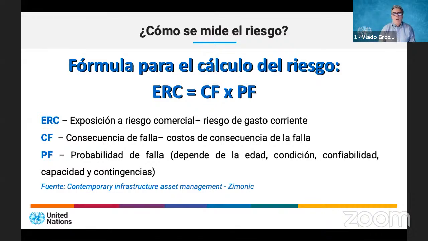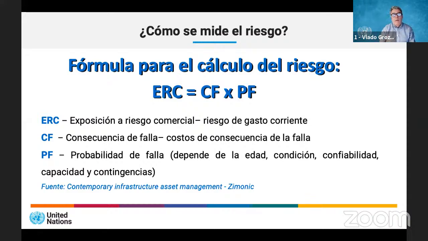How is the risk measured or calculated? It's a very simple formula, the risk calculation formula. We have business risk exposure, business running cost, that's equal to the consequences of failure. We measure, for example, from 1 to 5 or 1 to 20. And what is the consequence of it? When we have a failure, or our asset doesn't perform at the desired level of service. And that is multiplied by failure probability, or likelihood, somebody says.